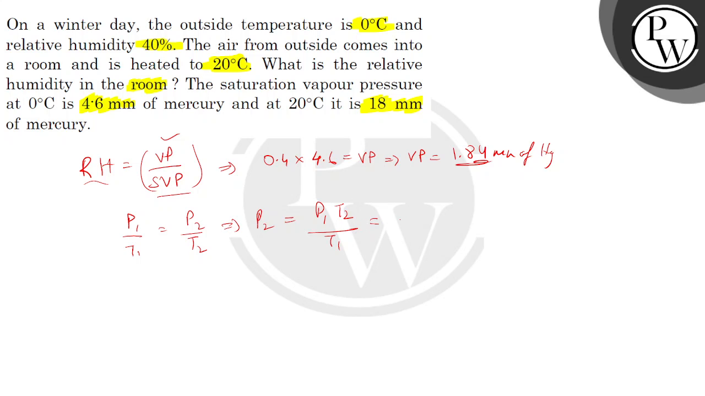Now, these values we substitute here. So we have 1.84 mm of Hg times T2, the temperature inside the room, which is going to be 20 degrees Celsius, so 273 plus 20, that is 293, divided by the temperature outside the room, which is going to be 273. This is our vapor pressure inside the room.